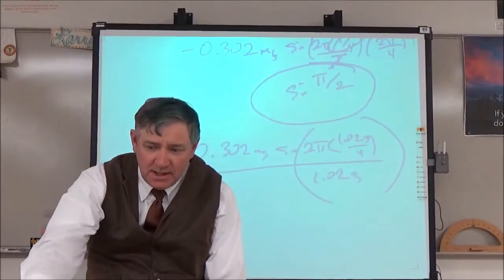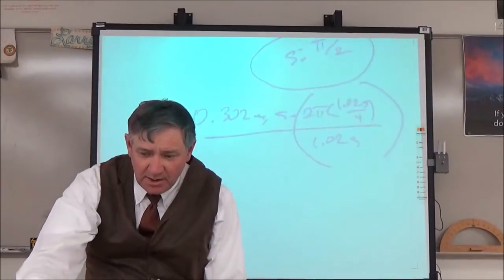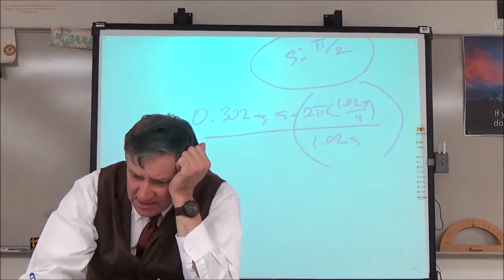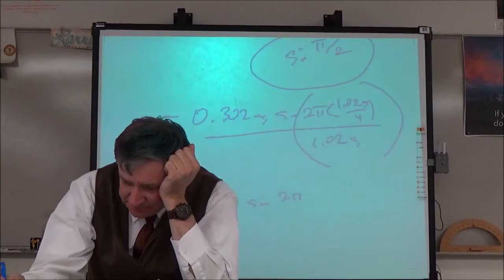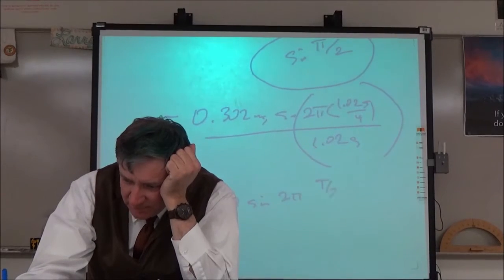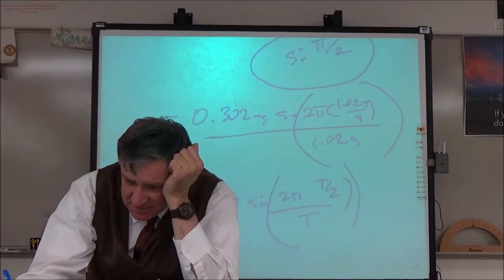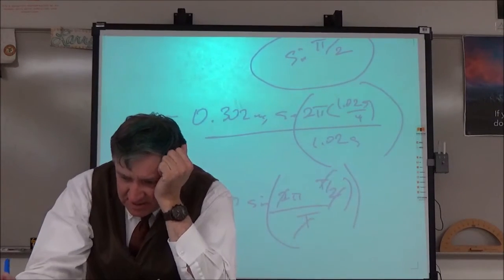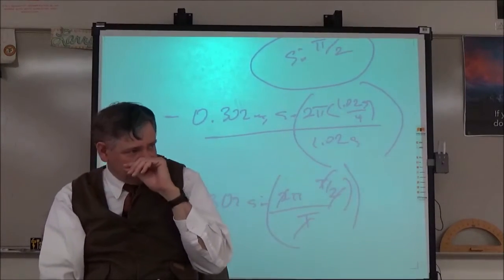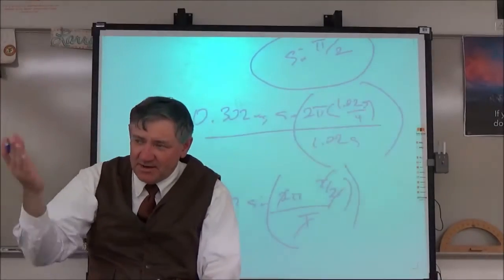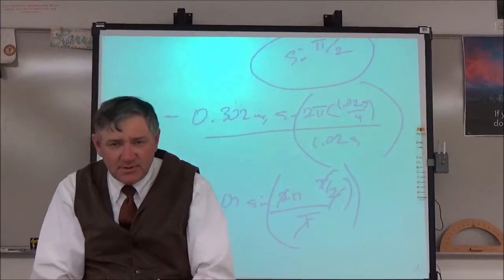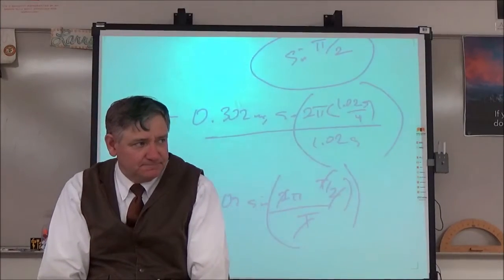Again, if you're the elegant approach, hey, I got negative 3.02 times the sine of 2 pi, and then I've got t over 2 divided by t. So the 2's cancel out, the t's cancel out. I've got the sine of pi. If you know your trig functions, you're taking the sine of pi, figure out what that is, boom, you're off to the races.